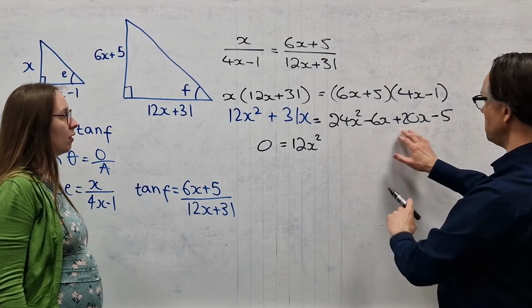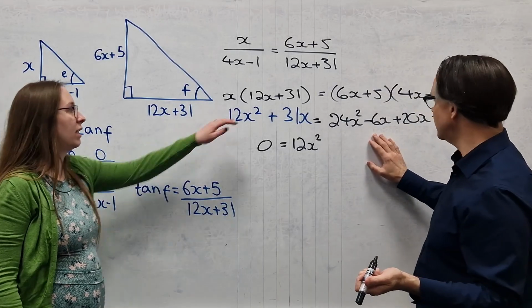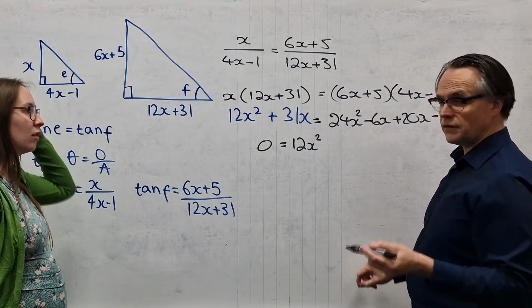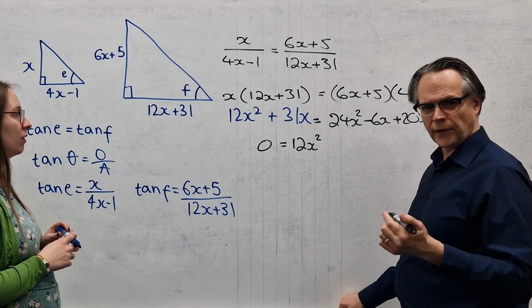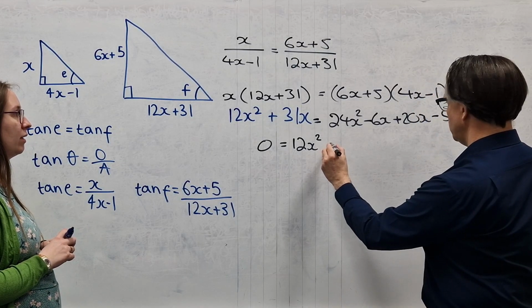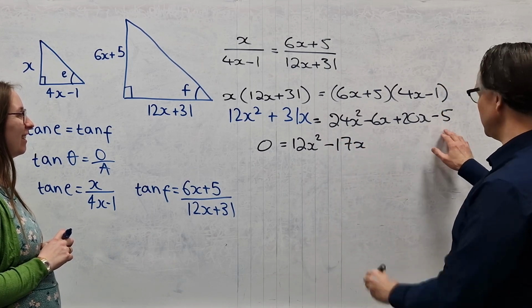Minus, so what have we got? We've got 20x minus 6x, 14x. And then take away another 31x. So 14 minus 31. Do 31 minus 14 and flip the sign. So minus 17. -17x. And then -5.